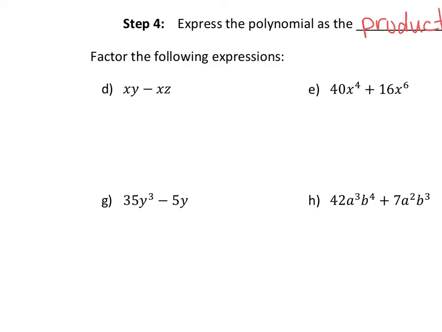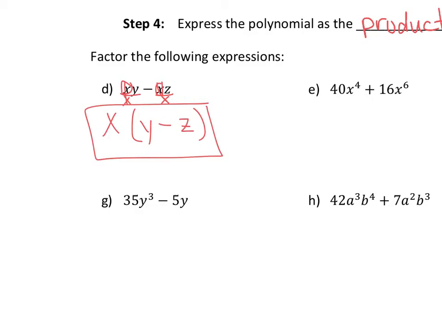Letter D is just variables, so we don't have to look at the coefficients because the coefficients are 1. It looks like they both have an x in common, and that's it. So we pull out an x. When we pull out an x, what we're really doing is dividing by x. Well, when we divide by x in the first term, the x's go away, and I'm left with y. When we divide by x's here, the x's go away, and I'm left with z. And we just need to bring down that minus sign.